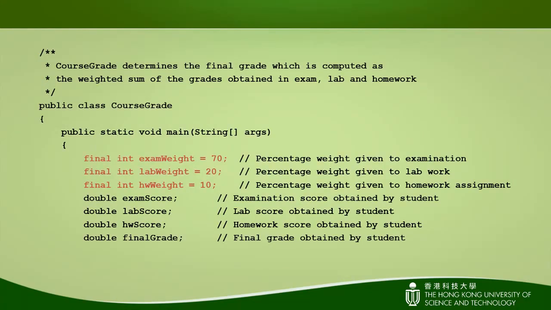During the program analysis step when designing the original problem, it was recognized that the weights for the exam, lab, and homework should be predetermined, and their values should be the same for all students in the same course. If we want to prevent the weights from being changed by accident, we may want to declare those identifiers as constants by putting the keyword final in front of the declaration.